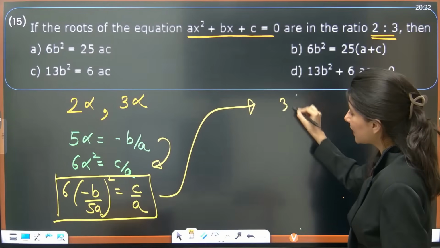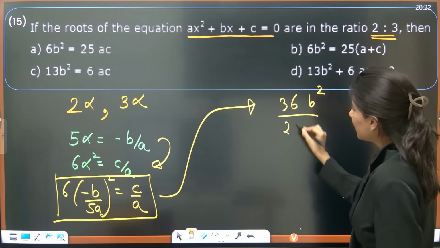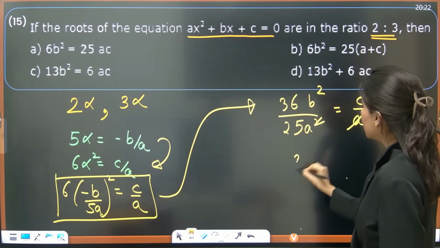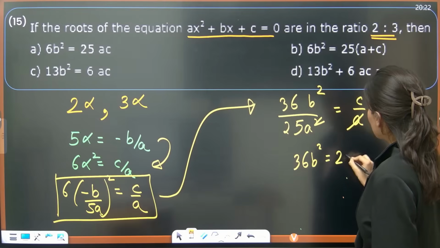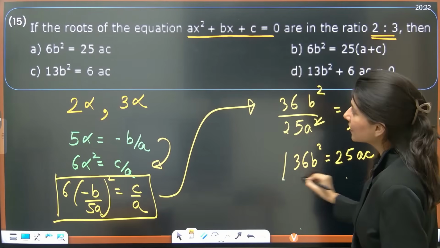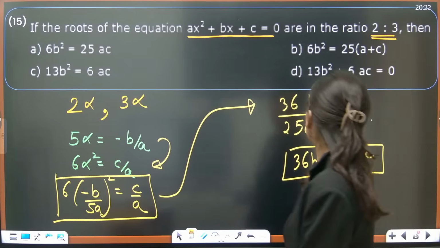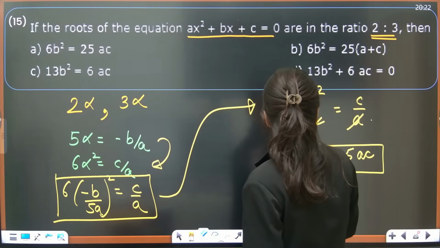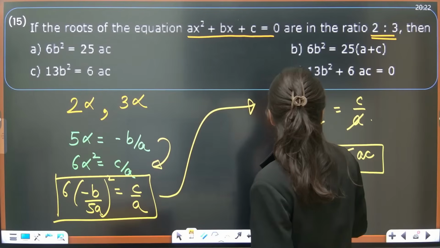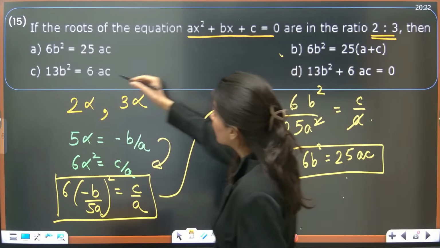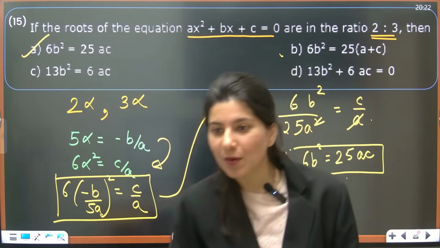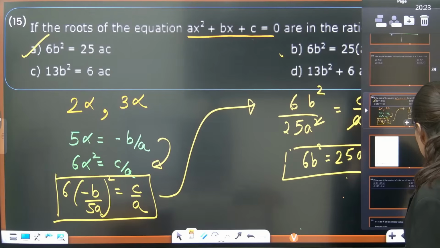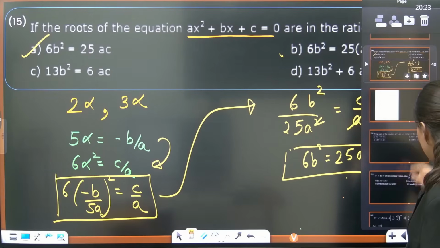6 6s are 36. b square upon 25 a square is equal to c upon a. This is it. Sorry, not 36, this is just 6. So 6b square is equal to 25ac. 6b square is option A. 6b square is equal to 25ac.